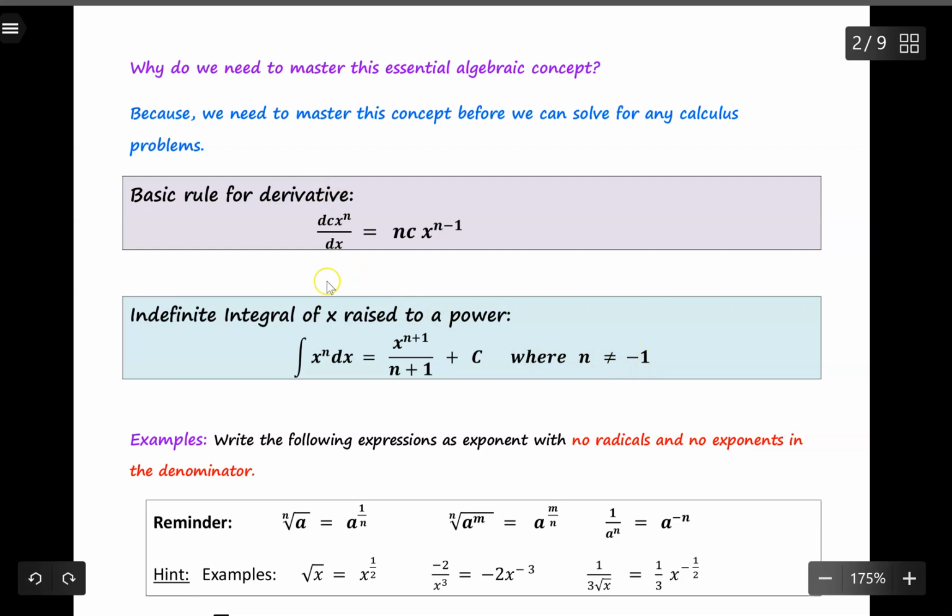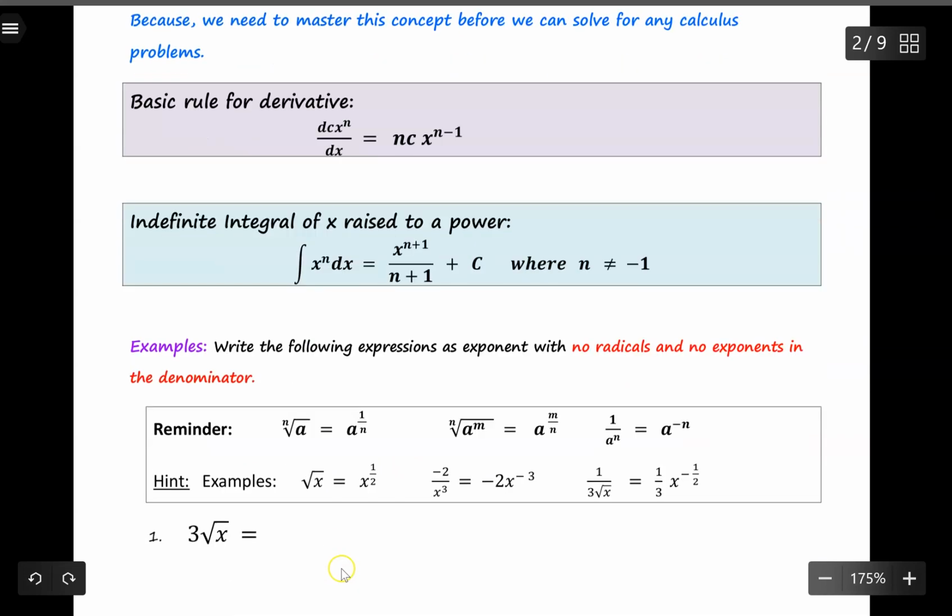Before you can apply or work with any of these formulas, you need to master the concept of exponents and radicals, because most of the time the function given to us is not in exponential form, it's probably in the form of a radical. For example, I can give you a function like the square root of x, so you need to know the exponent form, and you have to convert that into x to the exponent 1/2. You have to pull out the exponent before you can differentiate, or find the derivative, or before you can find the integral of a certain function.